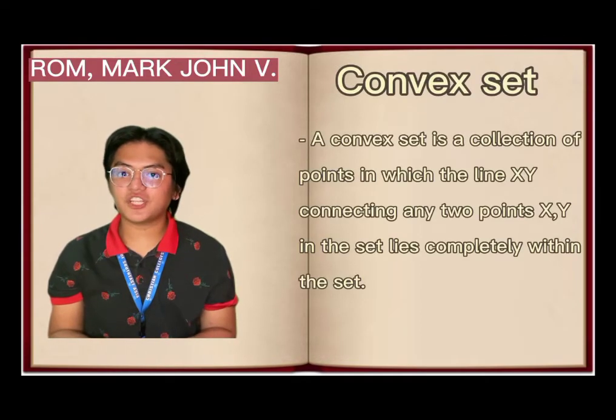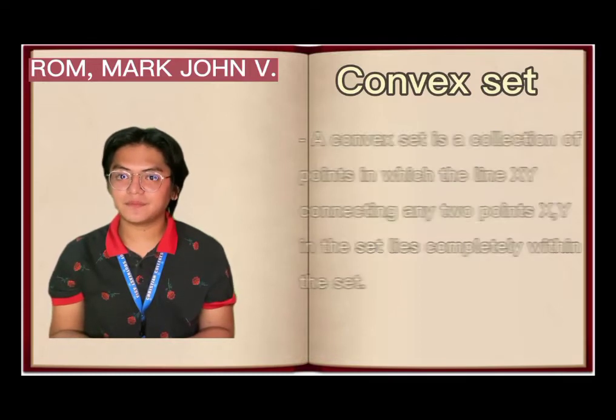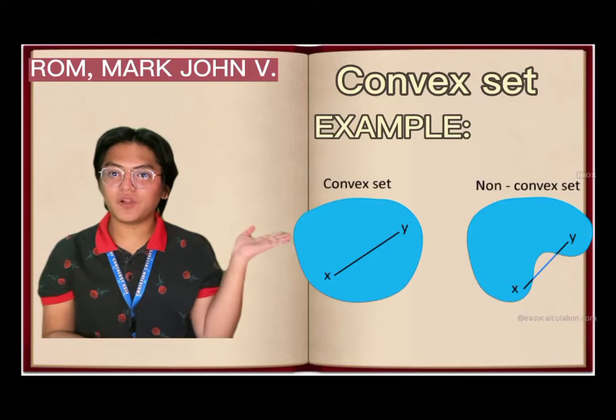First, let's talk about convex set. A convex set is a collection of points in which the line segment xy connecting any two points x and y in the set lies completely within the set. This is an example of a convex set.